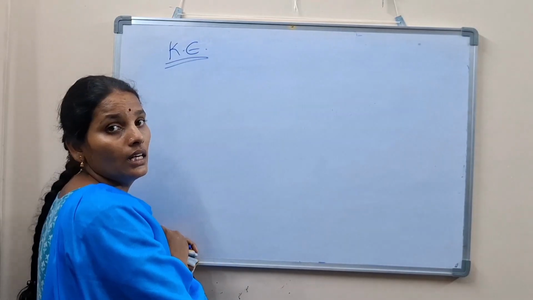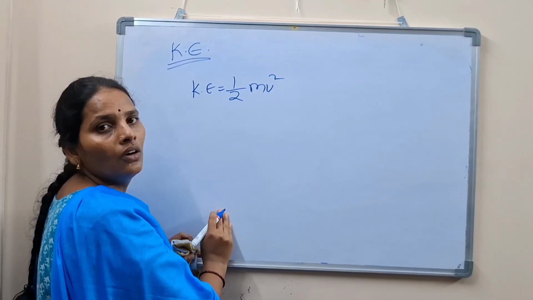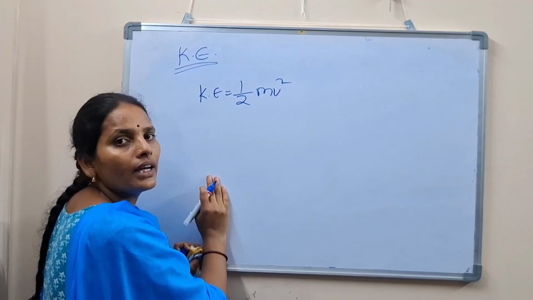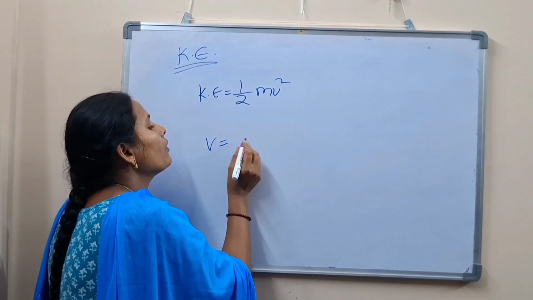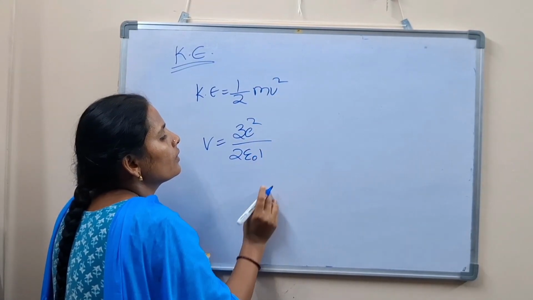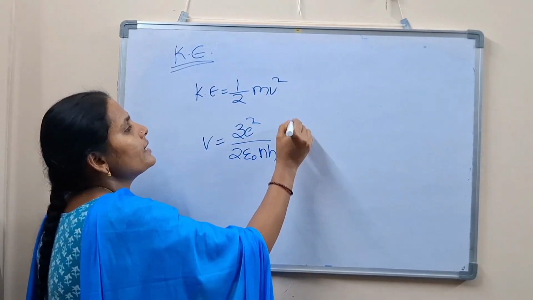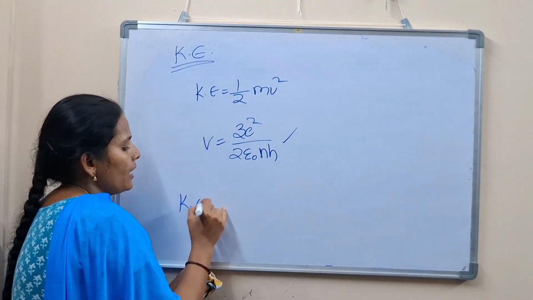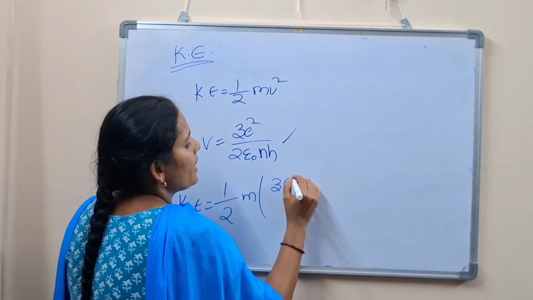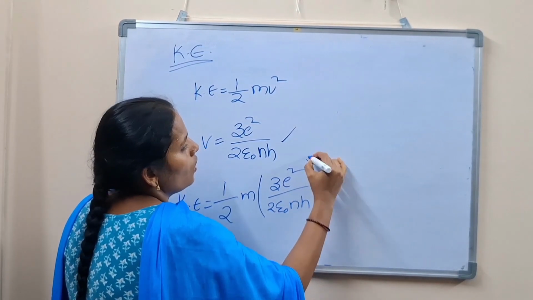In this derivation, kinetic energy equals half m v square. Place the v value here. What is the velocity we found for the electron? V equals Z e square by 2 epsilon naught n h. Placing this value, kinetic energy equals 1 by 2 into m into (Z e square by 2 epsilon naught n h) whole square.